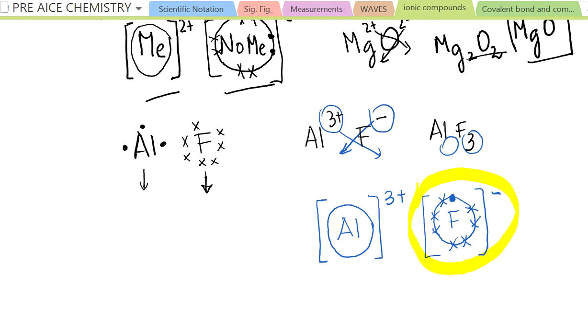How do I do it? Where do I put that 3? Right before the bracket. Yeah, before the bracket. That means 1 aluminum balanced 3 fluoride atoms, or 3 fluoride ions.